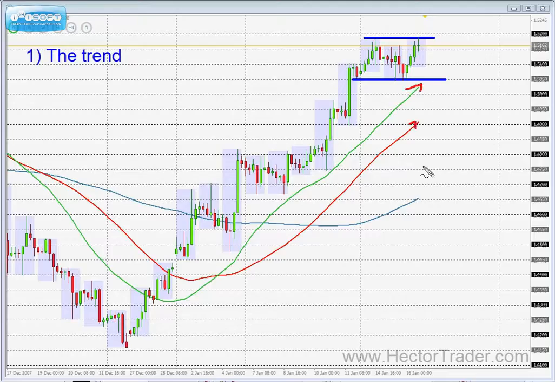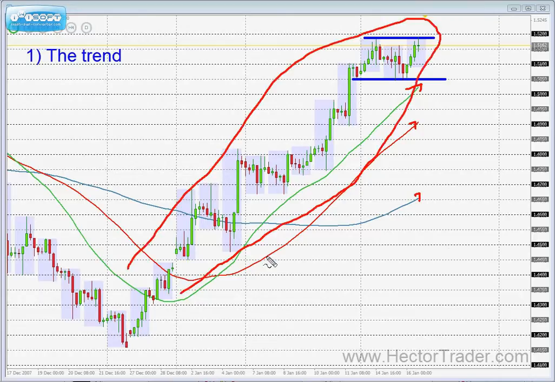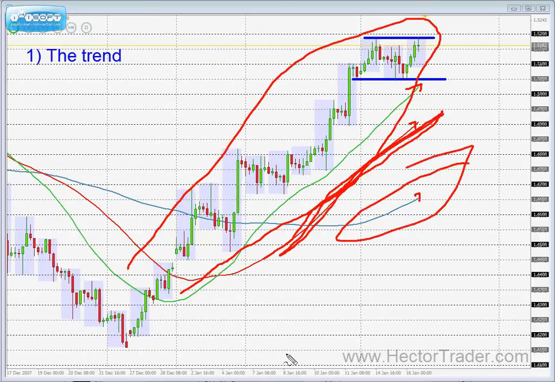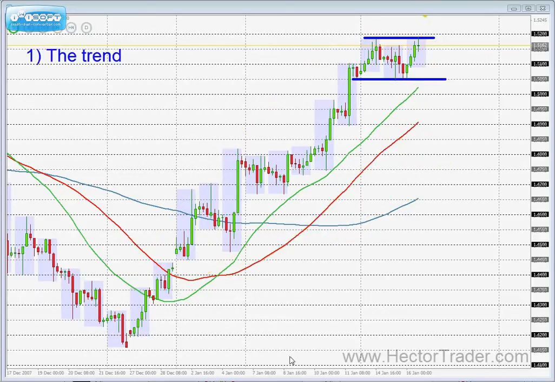I mean, all the moving averages are pointing up, price is spending most of the time on the right side of the 50 simple moving average, which is this one in red, and price is nowhere near the 100. So yeah, it's a pretty nice trend. I reckon this is a trend I could try.